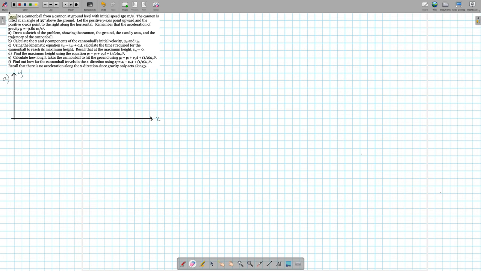Let's take a look at the 2D kinematics worksheet. The first question has to do with firing a cannonball from ground level. We shoot that cannonball from ground level with initial speed 150 meters per second, and we launch it at an angle of 35 degrees above the ground.